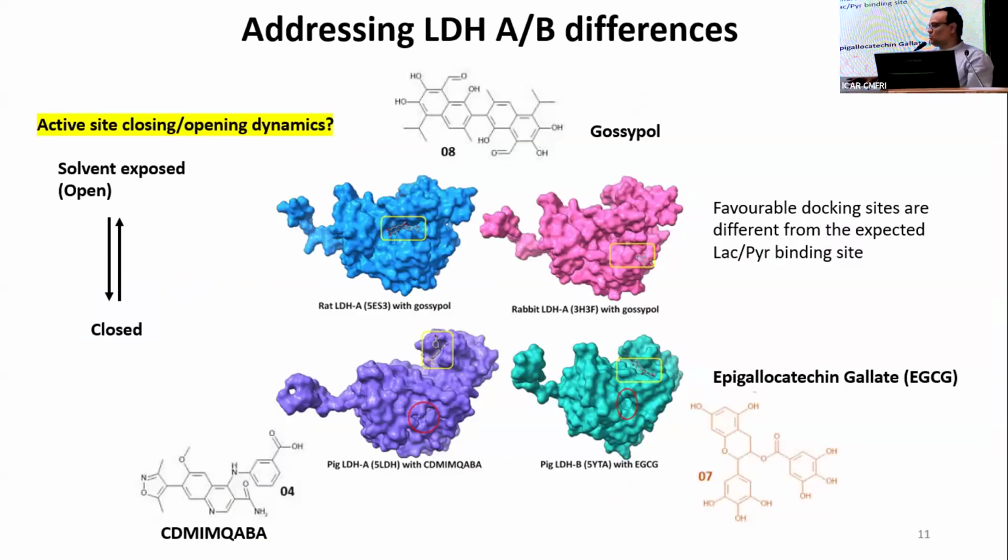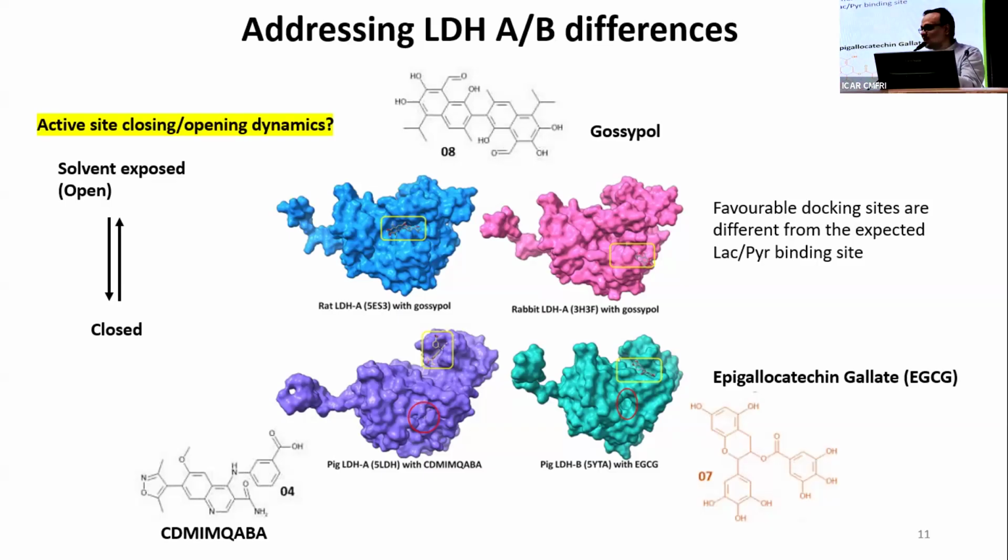Now the clearest question we can ask is, why do they inhibit? Because they are very good antioxidants. Are they inhibiting LDH because of binding, or is it because of their redox activity? That is the key question.